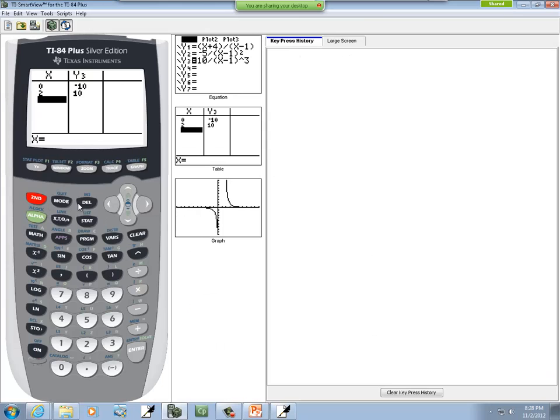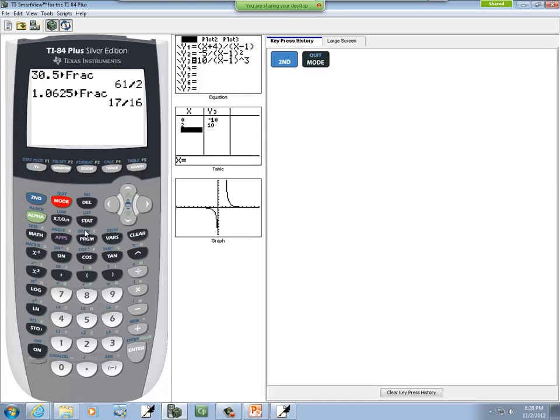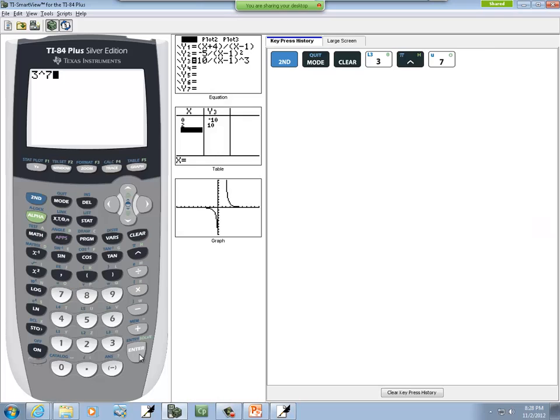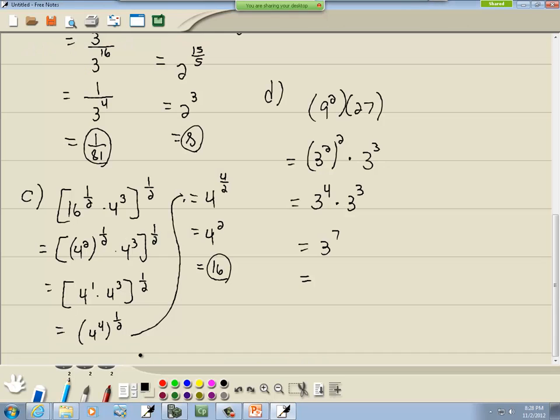Okay. If you're in something, go ahead and exit out by doing second mode. You can press clear to clear your display. And we got 3 caret 7. 2001.87.